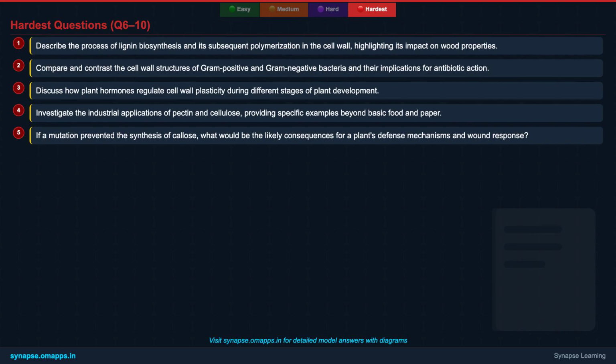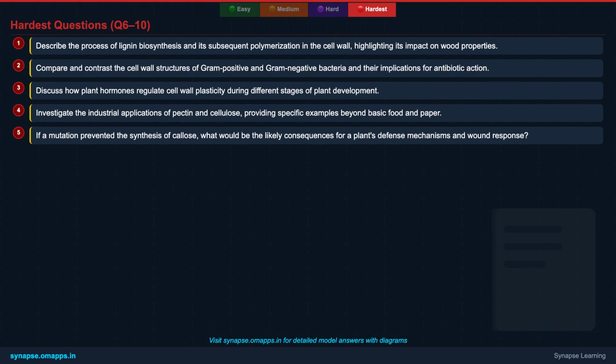6. Describe the process of lignin biosynthesis and its subsequent polymerization in the cell wall, highlighting its impact on wood properties. 7. Compare and contrast the cell wall structures of gram-positive and gram-negative bacteria and their implications for antibiotic action. 8. Discuss how plant hormones regulate cell wall plasticity during different stages of plant development.